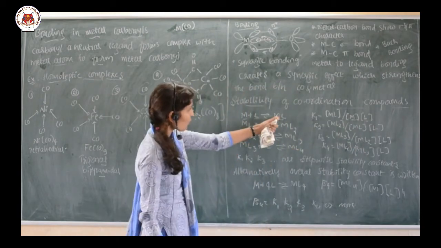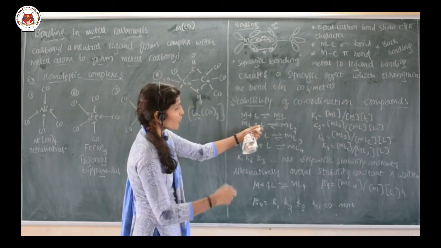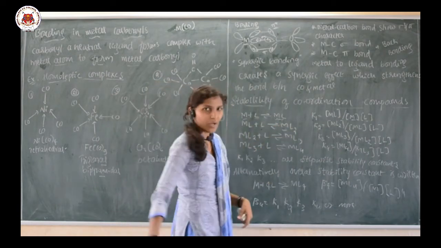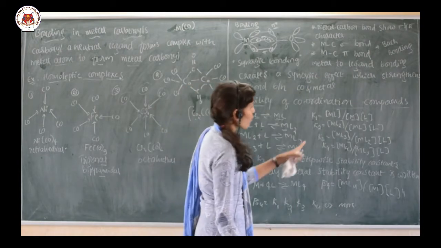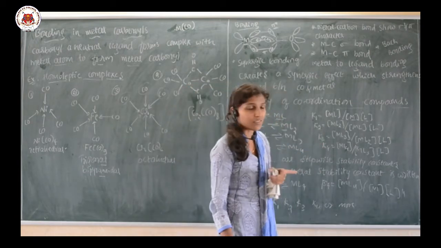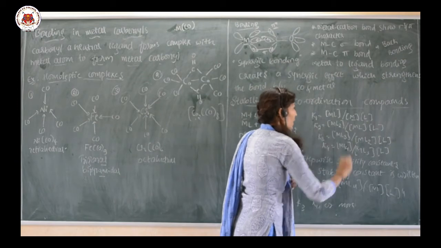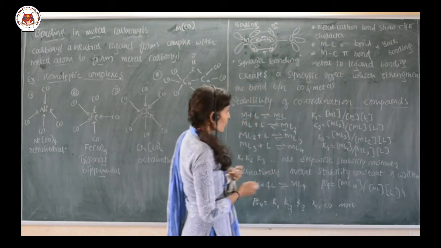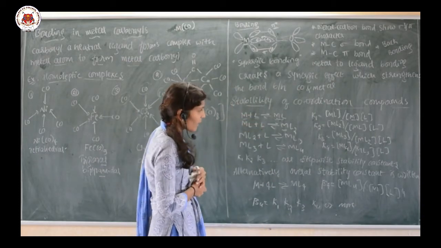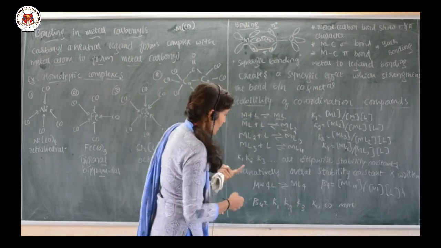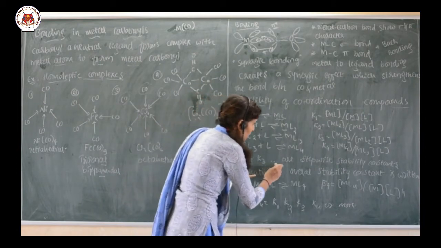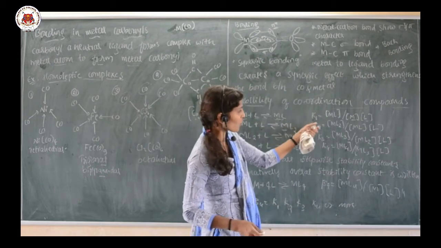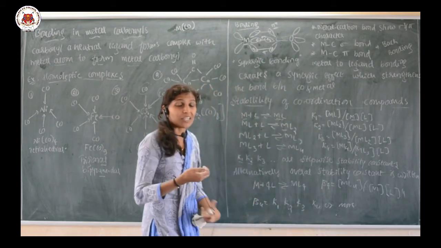Okay, and then this complex is further treated with one more ligand, that is, we get the new complex ML2. Here how can I write the stability constant? K2 is equal to the concentration of ML2 divided by the concentration of ML into the concentration of L. So the successive addition of the ligand gives the stability. Here K1, K2, K3 are the stepwise stability constants.